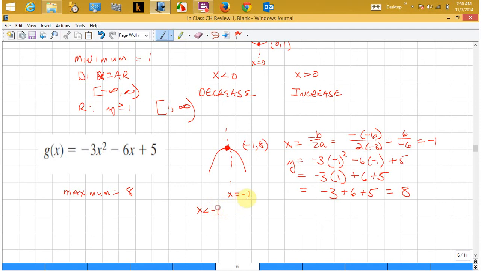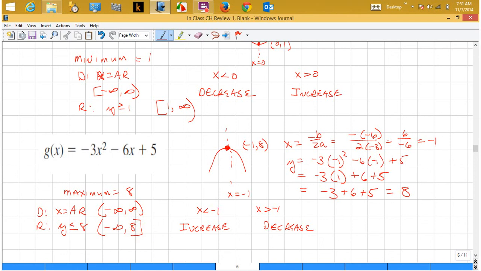On the left-hand side of my axis of symmetry, that would be where x is less than negative 1. On the right-hand side will be x is greater than negative 1. We can see that it's increasing on this side, and it's decreasing on this. My domain and range: domain is all reals, which in interval notation is written like this. And the range would be where y is less than or equal to the maximum value of 8, which would be in interval notation. Okay, let's go to the next problem.